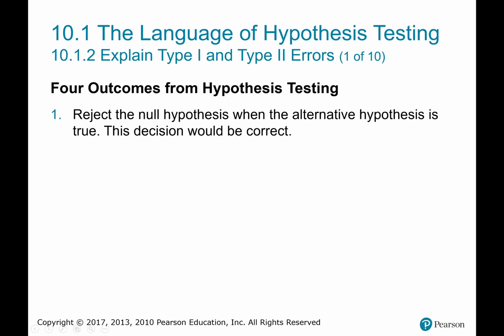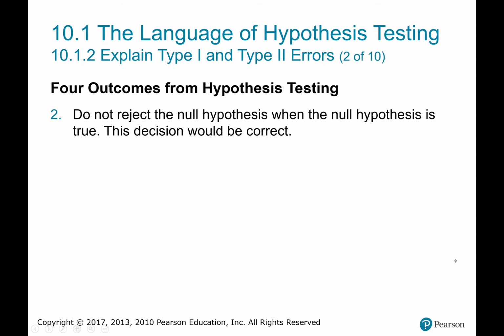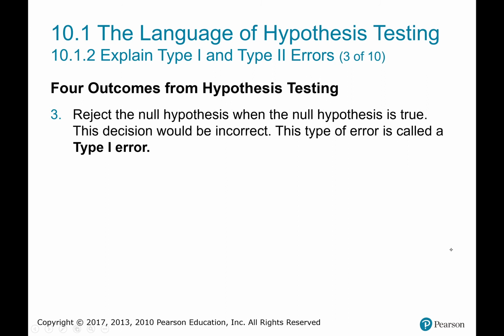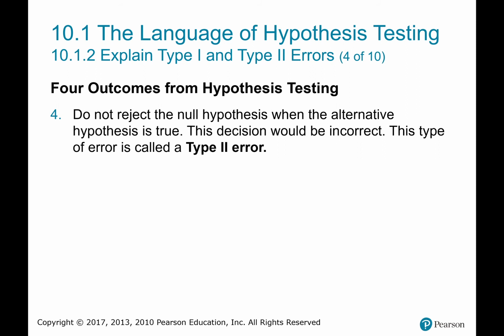Okay, so there are 4 outcomes. Reject the null hypothesis when the alternative hypothesis is true. This decision would be correct. Do not reject the null hypothesis when the null hypothesis is true. So you get a couple of different outcomes, and it's based on what your p-value is or your critical value. You can reject the null when the null is true. The decision would be incorrect. Obviously, you don't want to reject it if it's true. And then you do not reject the null when the alternative hypothesis is true. This decision would be incorrect.